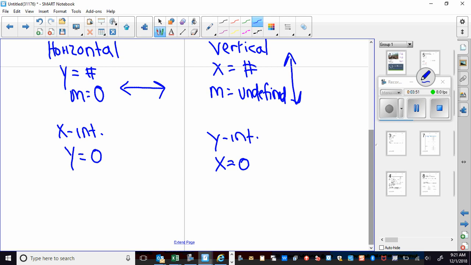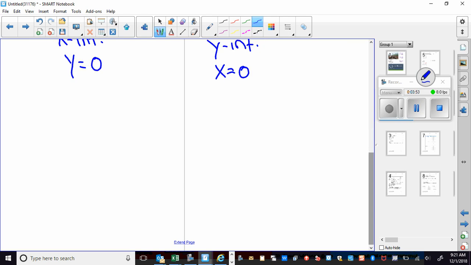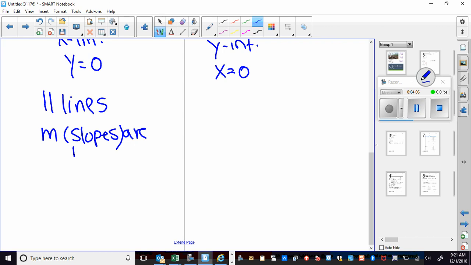Parallel and perpendicular lines. For parallel lines, the slopes are the same. They're equal. For perpendicular lines, slopes are opposite reciprocals.